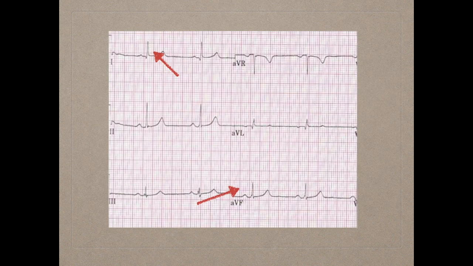So rate, rhythm, next comes axis. An easy way to look at the axis is to look at leads 1 and aVF. And if you think back to Dubin's book, if both of those are upright, it's two thumbs up and we've got a normal axis. So this patient has sinus bradycardia and a normal axis.